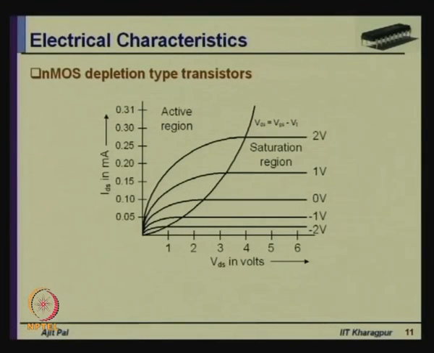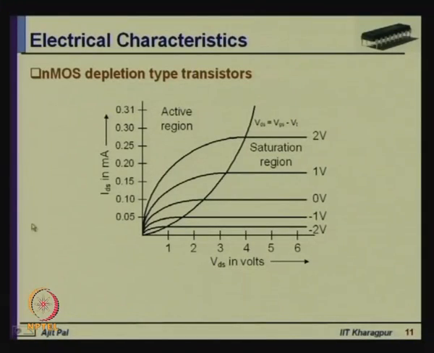Now, we have considered the NMOS enhancement type transistor. Let us now focus on the NMOS depletion type transistor. As we know, in case of NMOS depletion type transistor, a channel is formed by implanting suitable type impurity in the channel region. So, a conducting layer already exists, and as a result you do not require a gate voltage to form a channel. Current can flow even when the gate voltage is 0, and you can stop the flow of current by applying a negative gate voltage, and that is precisely shown in this diagram.